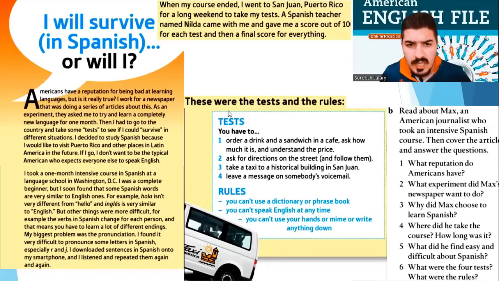Okay, what are the tests? These were the tests and the rules. Tests. Number 1, you have to order a drink and a sandwich in a cafe, ask how much it is and understand the price. Okay, number 2, you have to ask for directions on the street and follow them. Number 3, you have to take a taxi to a historical building in San Juan. And number 4, you have to leave a message on somebody's voicemail.